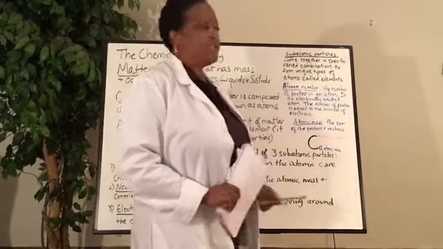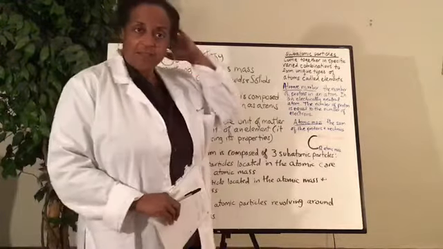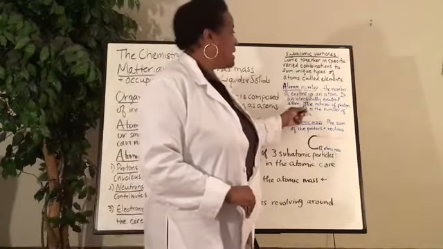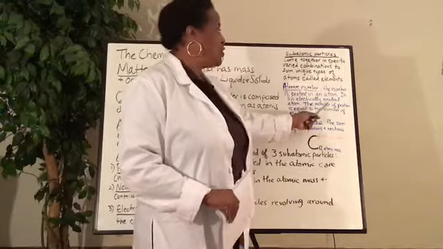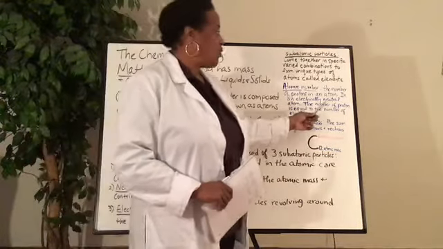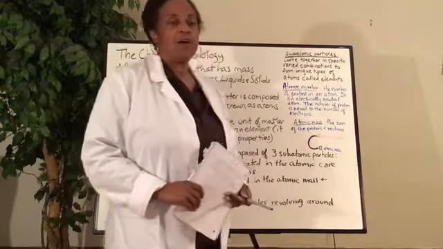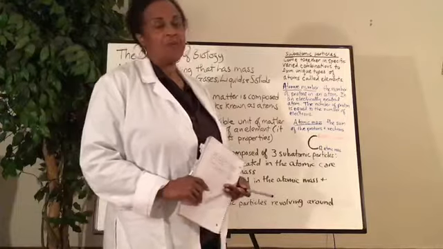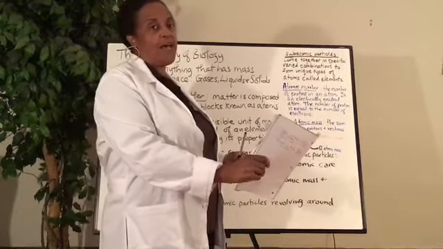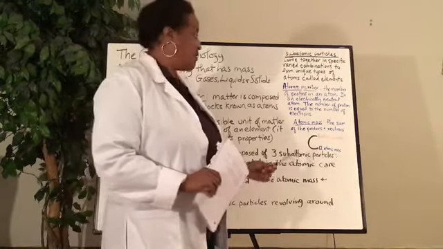Atomic number. The atomic number is the number of protons. Remember, protons are positively charged particles. The atomic number is the number of protons in an atom. In an electrically neutral atom, the number of protons, which are positively charged, will be equal to the number of electrons. So that atom would be considered a neutral atom, because the same number of protons that are positive will cancel out the same number of electrons, which are negative.